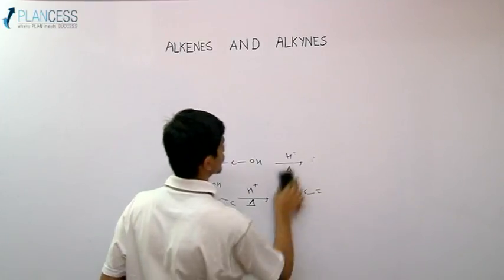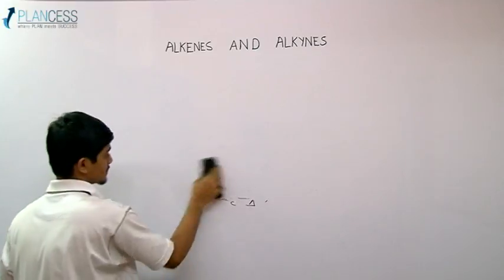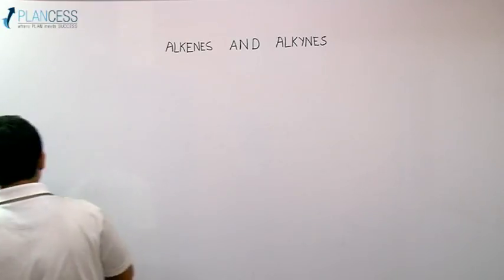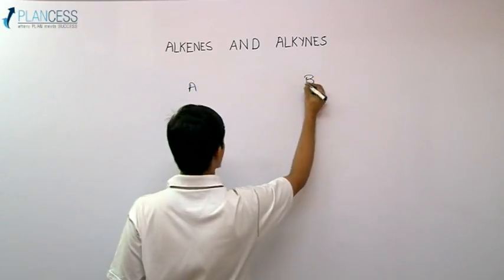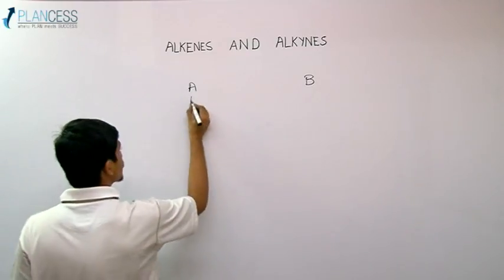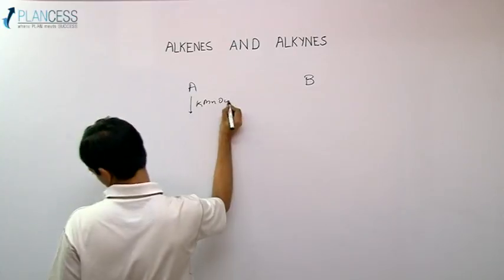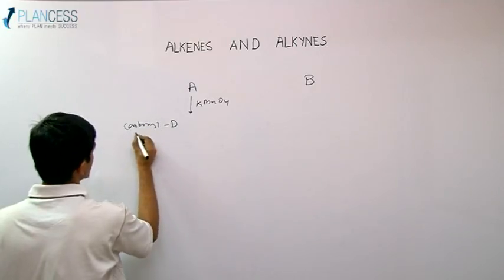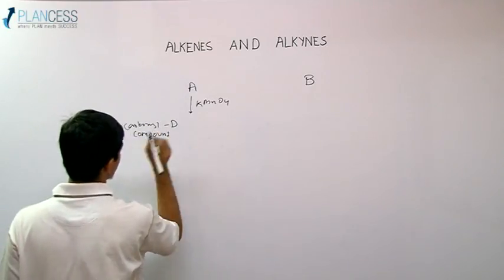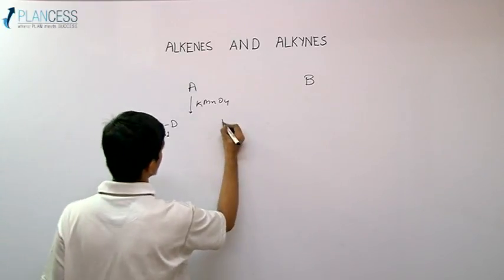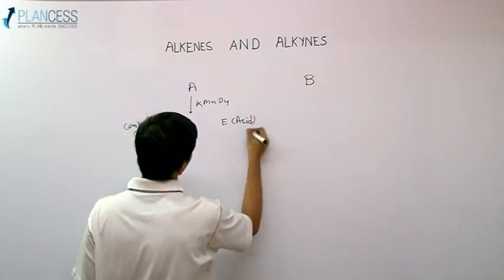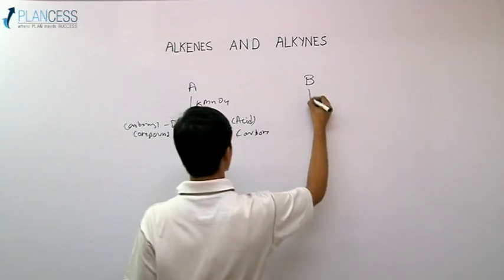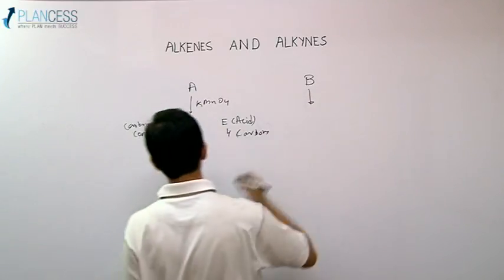Now let us go towards another interesting question, which is a subjective question which can fetch you a lot of marks. The question says that there are 2 alkenes A and B. The properties of these 2 alkenes are that on vigorous oxidation with KMnO4, A gives a carbonyl compound D which has exactly 4 carbons, and it gives an acid E which also has 4 carbons.